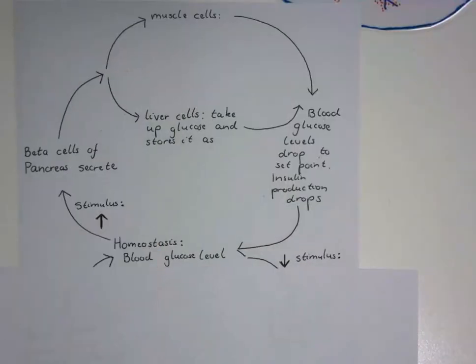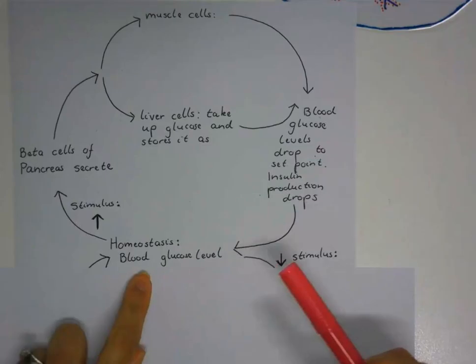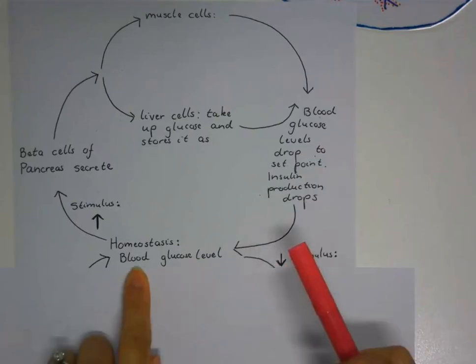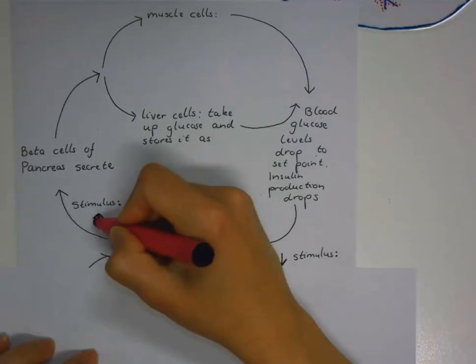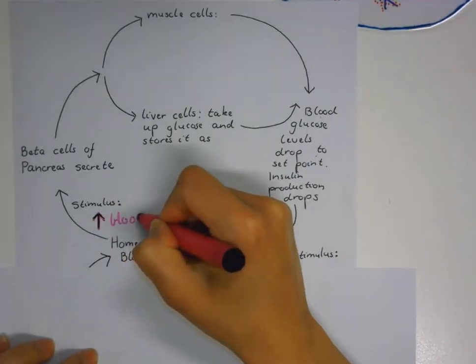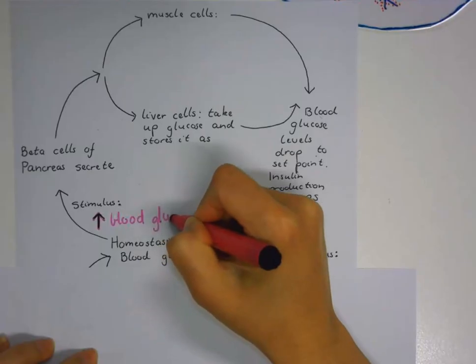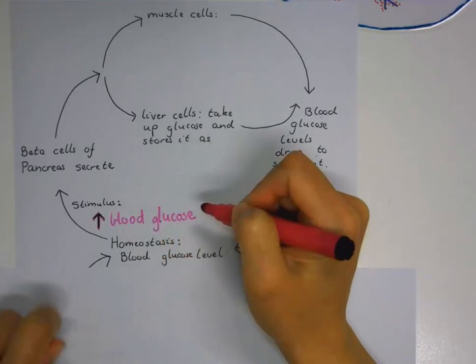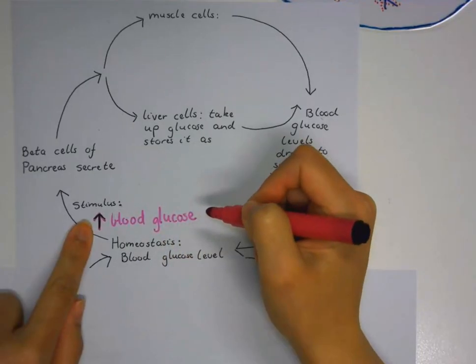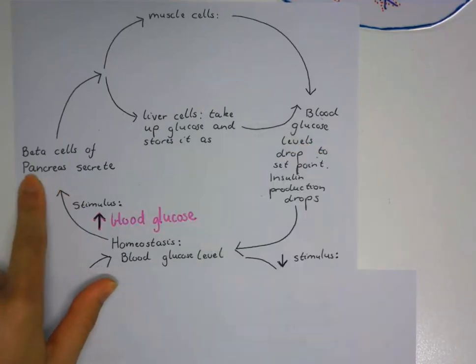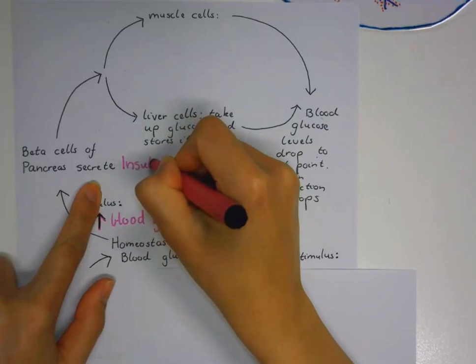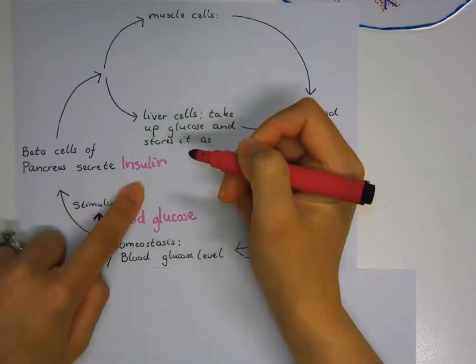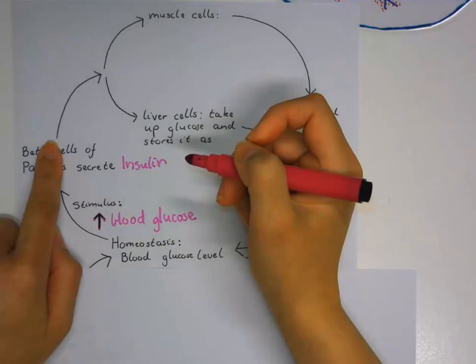So here we have homeostasis of your blood glucose levels. That's maintaining a constant and healthy supply of glucose. Here we have a stimulus, which is blood glucose levels, and it's an increased level of blood glucose. So the beta cells of your pancreas are going to secrete insulin, a peptide-based hormone.